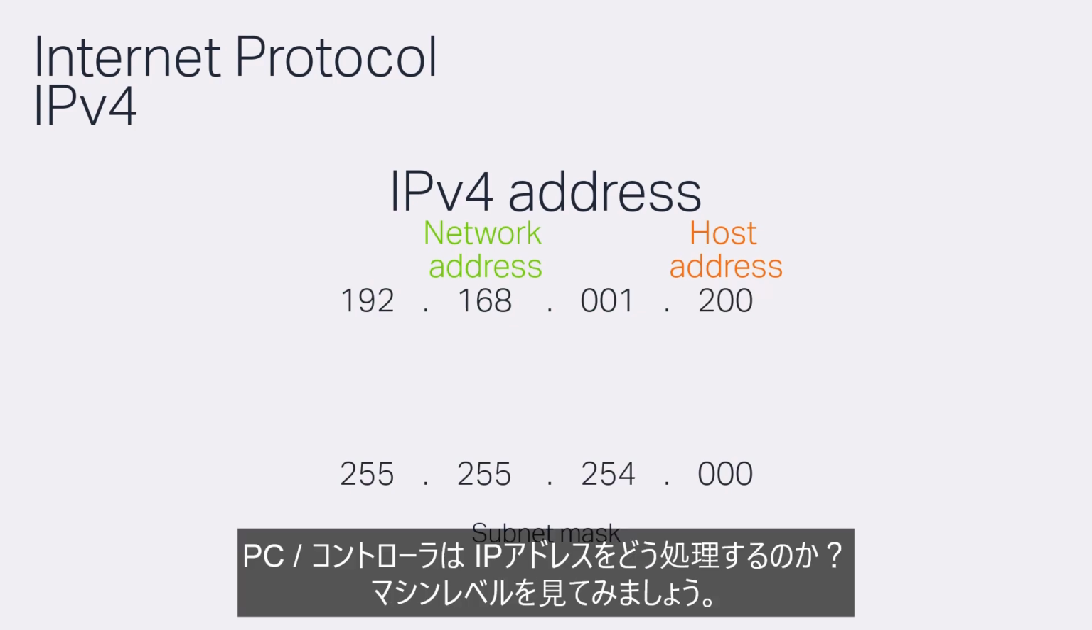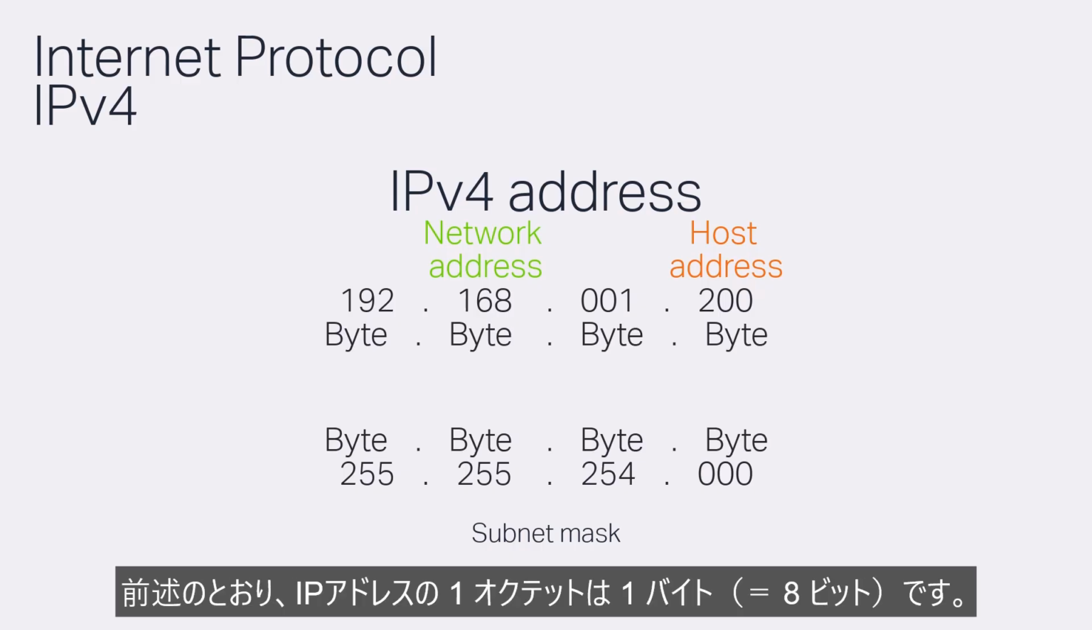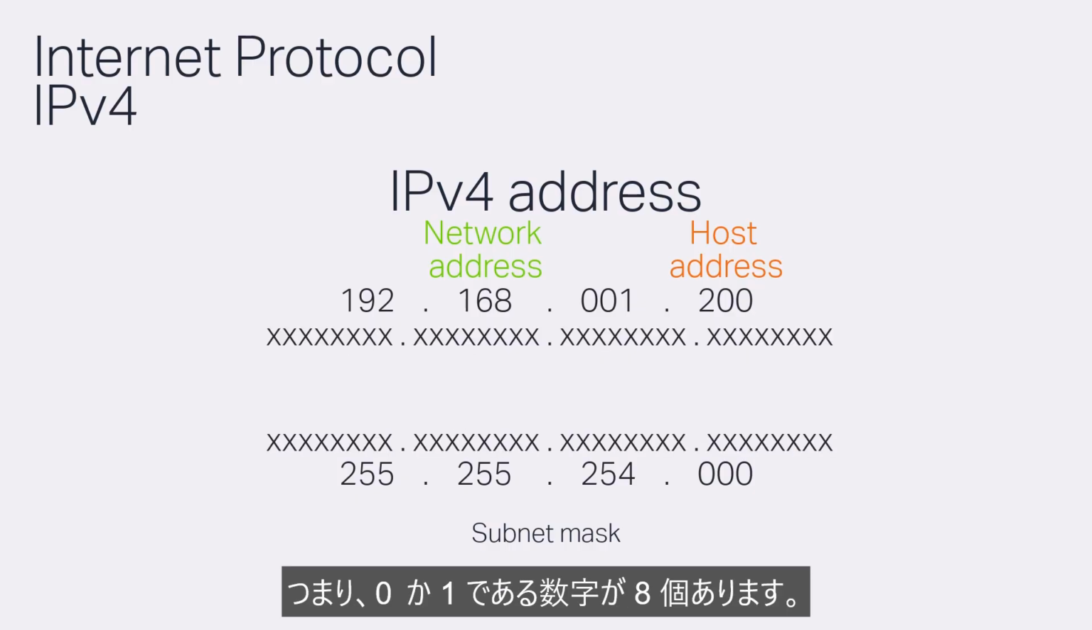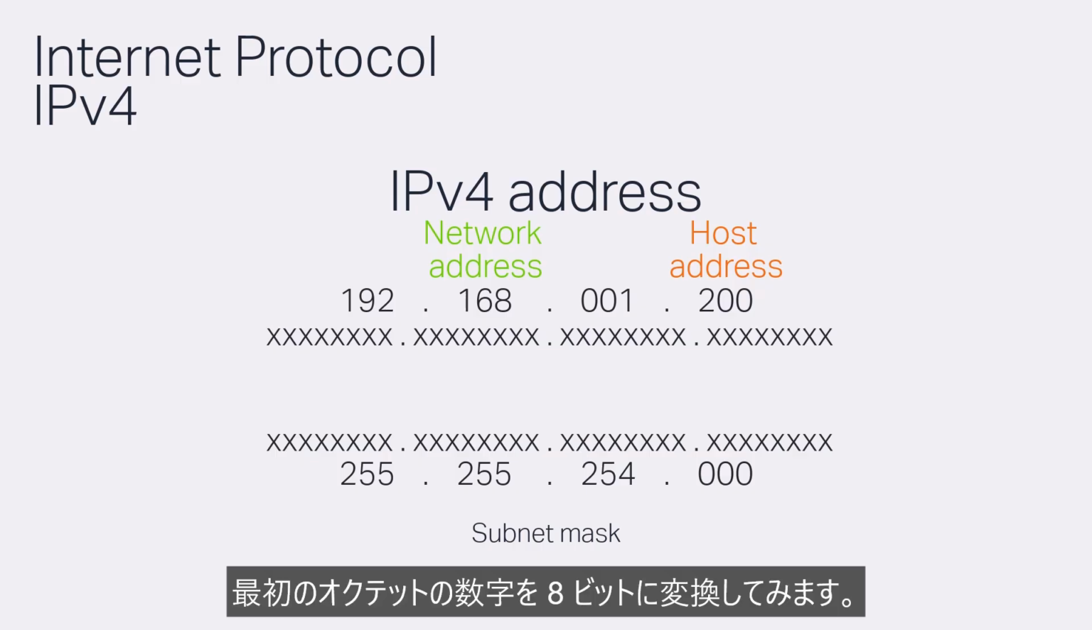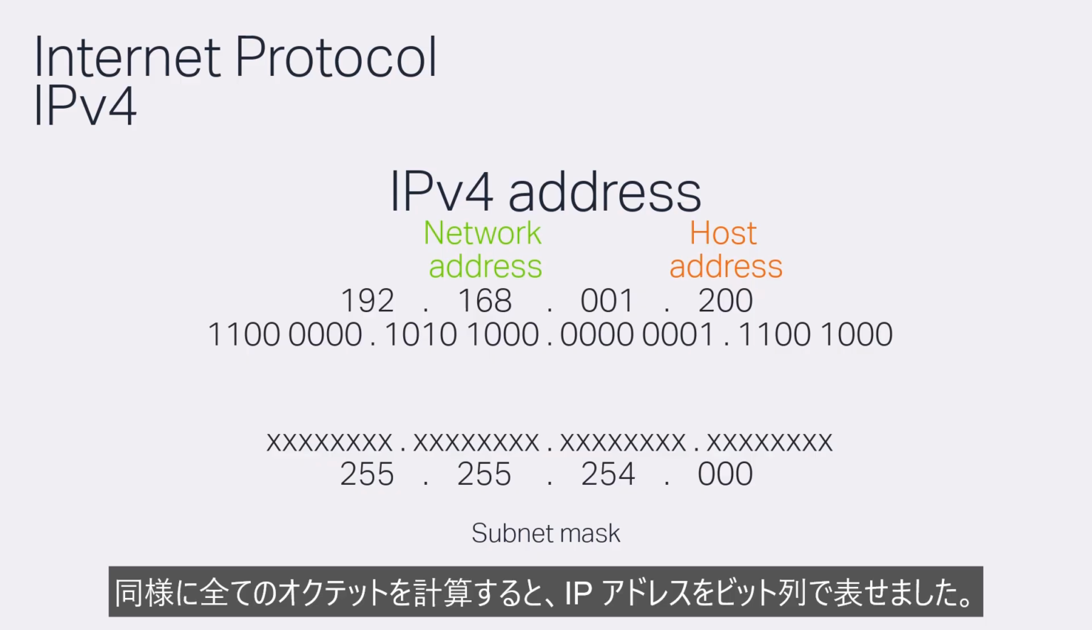To answer this, we need to look at the machine level, specifically at how the PC or controller ultimately processes the IP address. At the machine level, calculations are done with bits, which are often represented by zeros and ones. As already mentioned, 1 octet of the IP address corresponds to 1 byte, which consists of 8 bits, that is, 8 positions that can be either 0 or 1. If we convert the number in the first octet to 8 bits, we get the following bit sequence. In exactly the same way, we calculate through all the octets, and our IP address is now fully represented as a bit sequence.